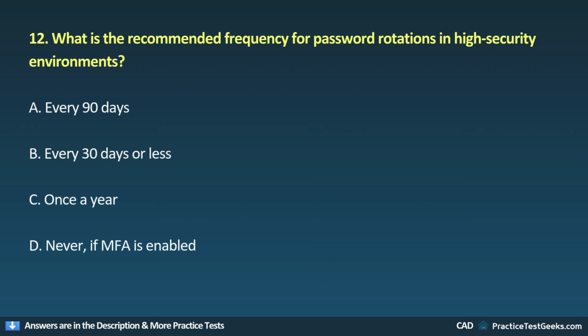12. What is the recommended frequency for password rotations in high-security environments? A. Every 90 days. B. Every 30 days or less. C. Once a year. D. Never if MFA is enabled.